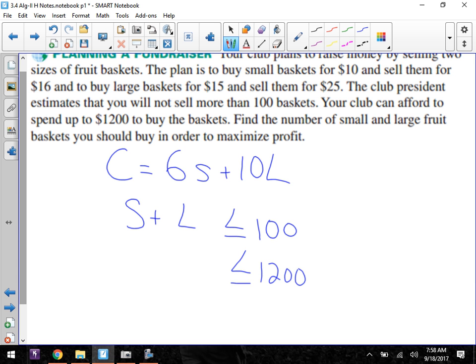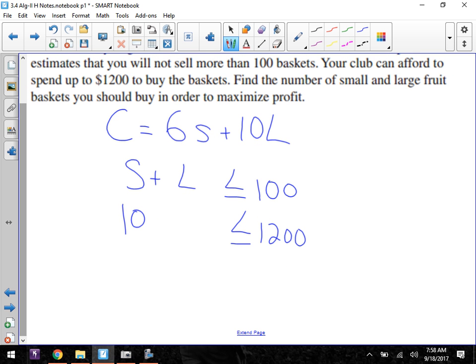Well, how much is each small basket? What are you paying for? 10. And how much is each large? 10 for the small, plus 15 for the large. Oh yeah, sorry. Can you sell negative baskets? First quadrant problem. Yes. And I'll show you why.